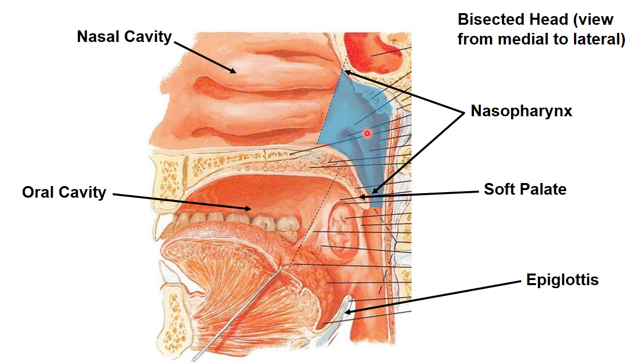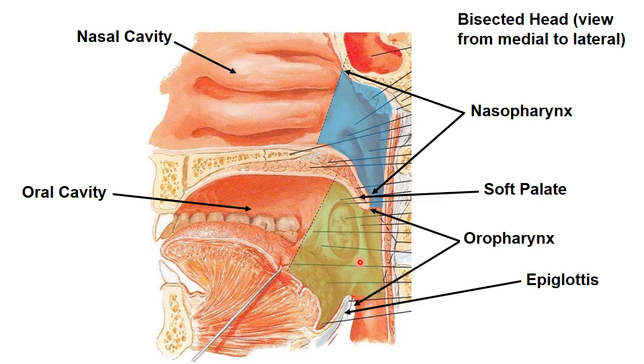And then down here, this space right here, again the same concept. We're behind the oral cavity, posterior to the oral cavity, this time below the soft palate, inferior to the soft palate, and above, superior to the epiglottis. So here's another space right here, and that space is the oropharynx, and now it's green.